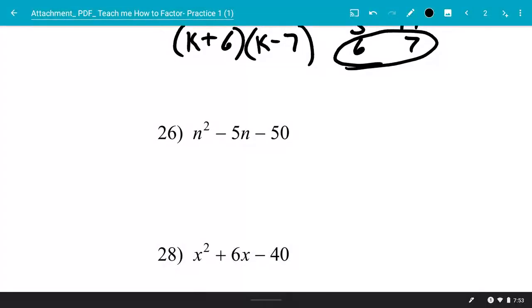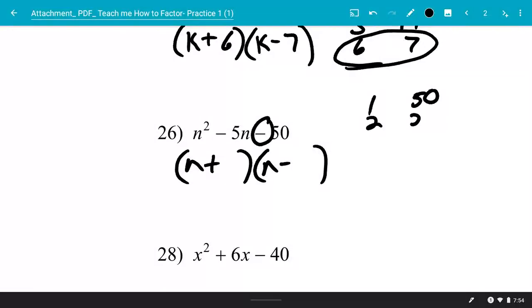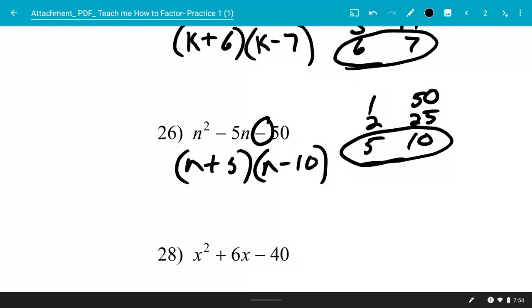26. No GCF. No leading coefficient. Split the signs. N. Signs are opposite, so plus and minus. Factors of 50. 1 and 50. 2 and 25. 3, 4, 5, and 10. I believe that's it. Which of those come together with opposite signs and get me a negative 5? The larger number gets the sign from the middle, so negative 10, positive 5.